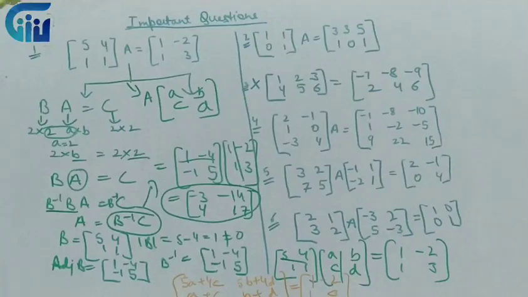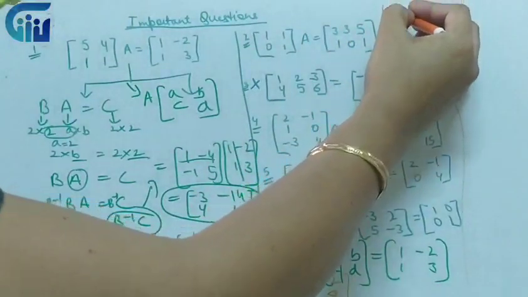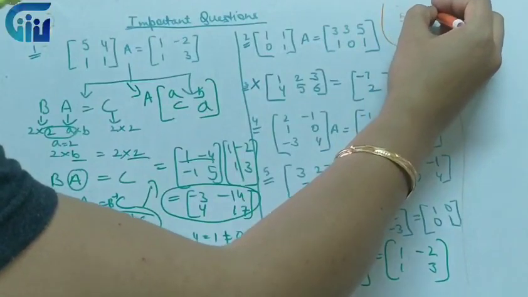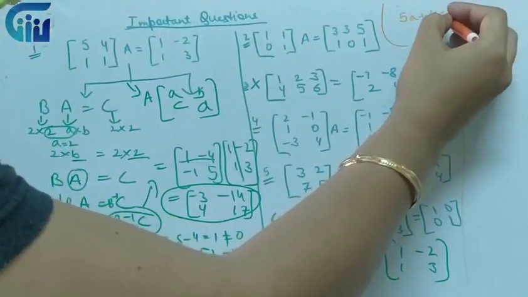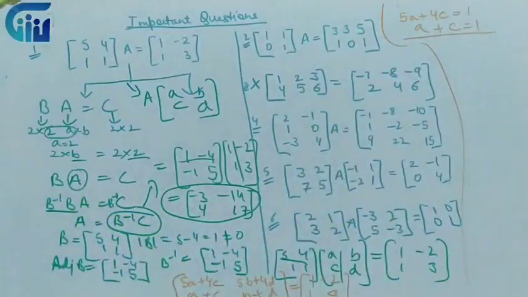Now we will compare and solve two linear equations as we do usually. Like how will I solve? I will solve it like this. That will be 5a plus 4c is equal to 1, a plus c is equal to 1. We will apply the elimination method.